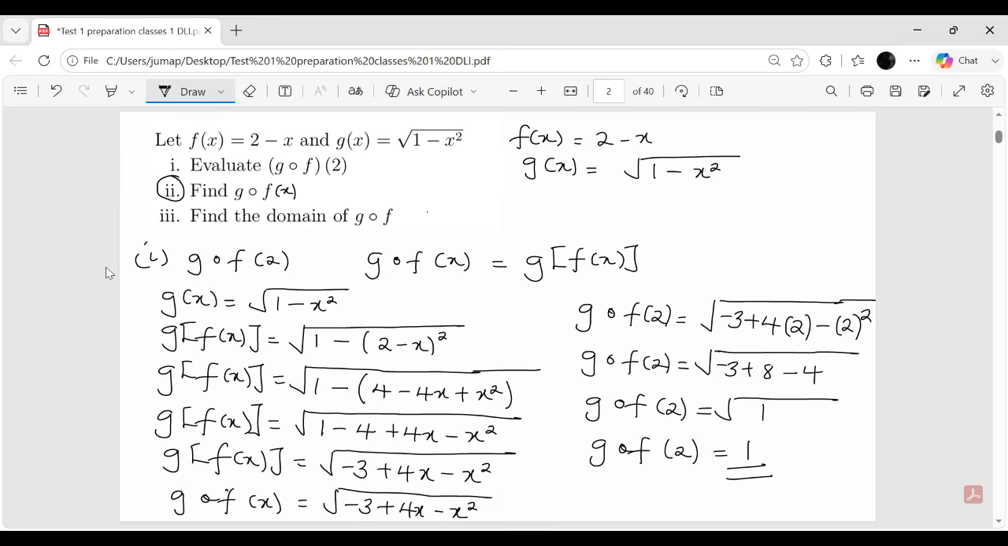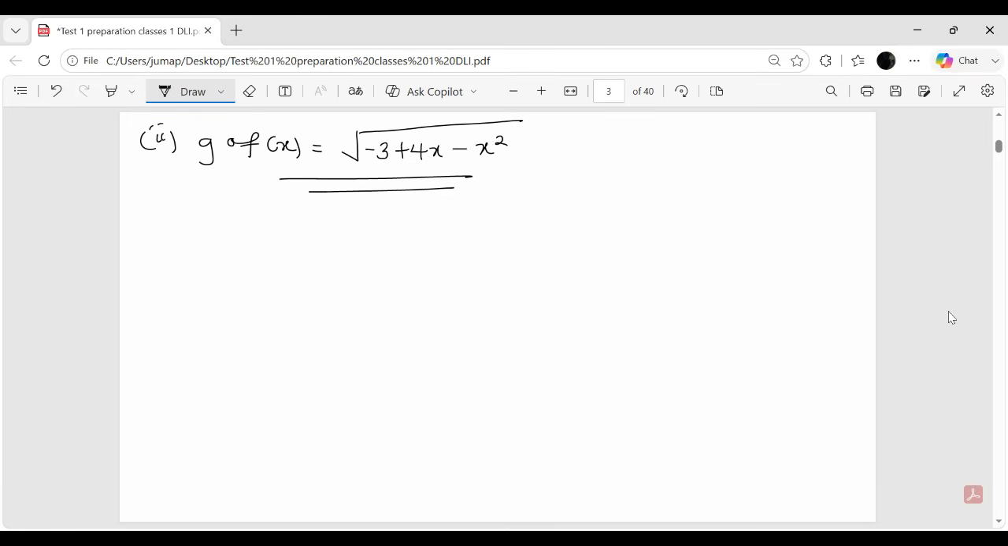Now, the next question is asking us to find 3. Find the domain of g of f. So if they're asking us to find the domain of g of f, it is this same function. You need to understand how to calculate the domains of different functions. There are rational functions, there are radical functions, and this one is a radical function. So you need to understand how you can calculate the domain of each type of function that you have. Looking at this, it is a radical function, and they want us to calculate the domain of it.